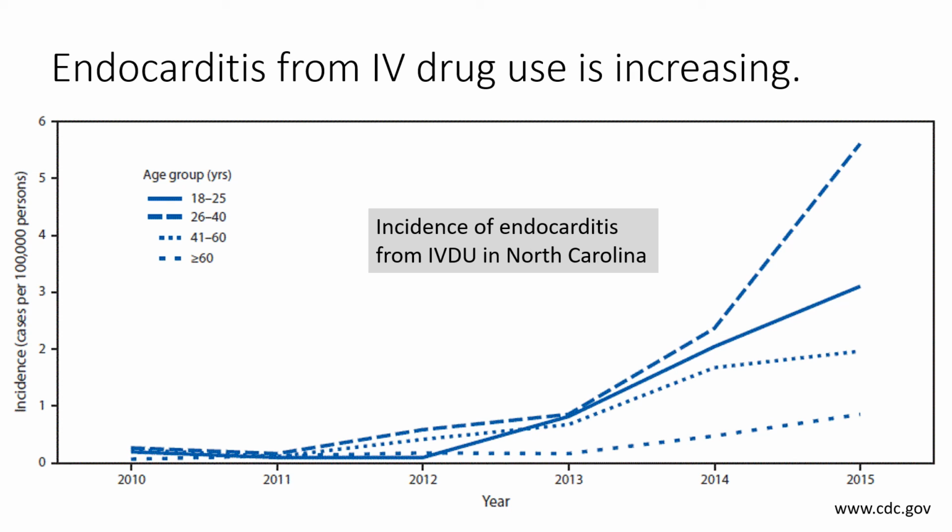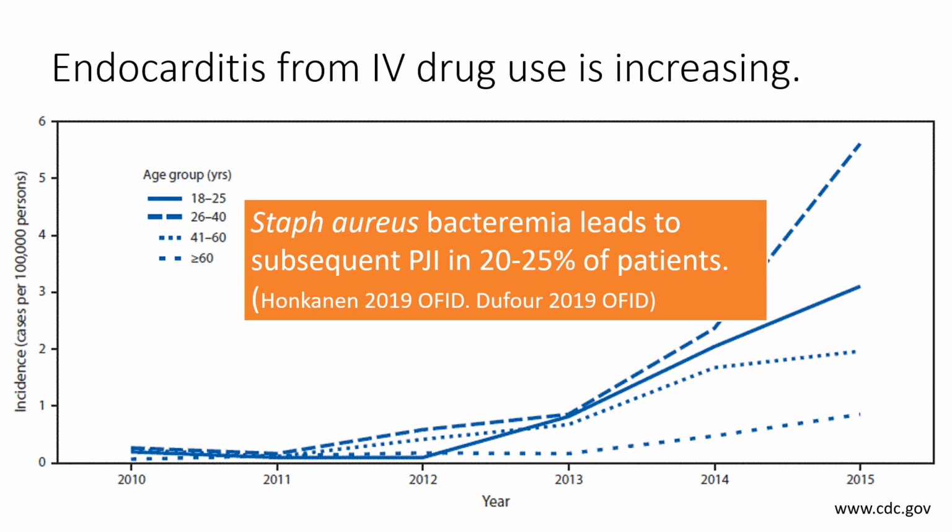And as a side, Staph aureus bacteremia, most of these are Staph aureus, as we'll get to in a moment, leads to a subsequent prosthetic joint infection in 20 to 25% of patients. So all these patients with endocarditis and therefore bacteremia may also end up with a prosthetic joint infection should they have had a total hip or total knee replacement.